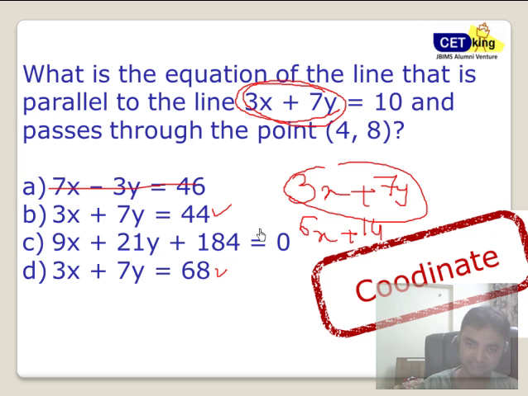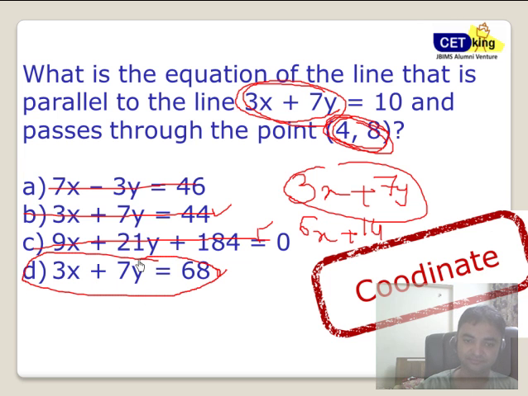And 9x, 21y, this is also possible. So these are the possible values of x and y. Now to solve this question, all I have to do is put these 2 points, 4 and 8. The moment I put 4 and 8, I'll get my answer. If I put 4 and 8 here, this value is not 44. If I put 4 and 8 here, this value becomes negative, so that plus becomes 0. So the answer is D.